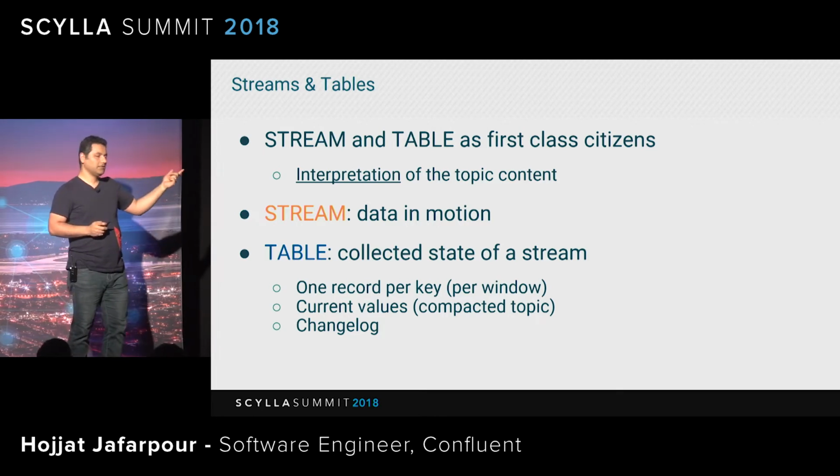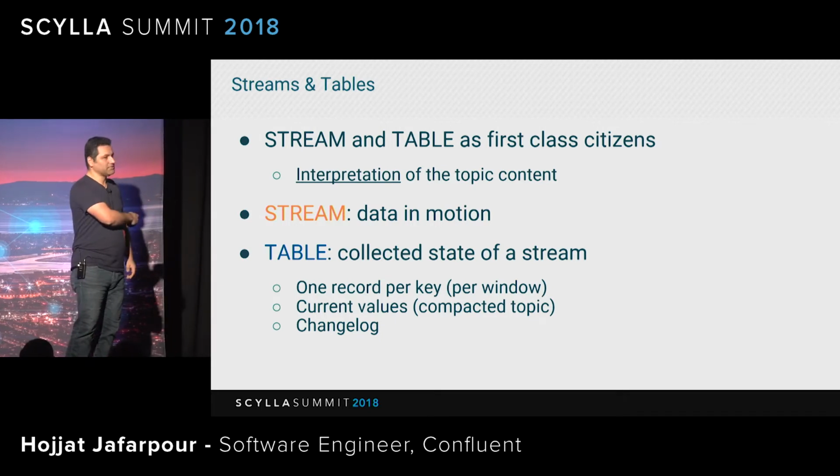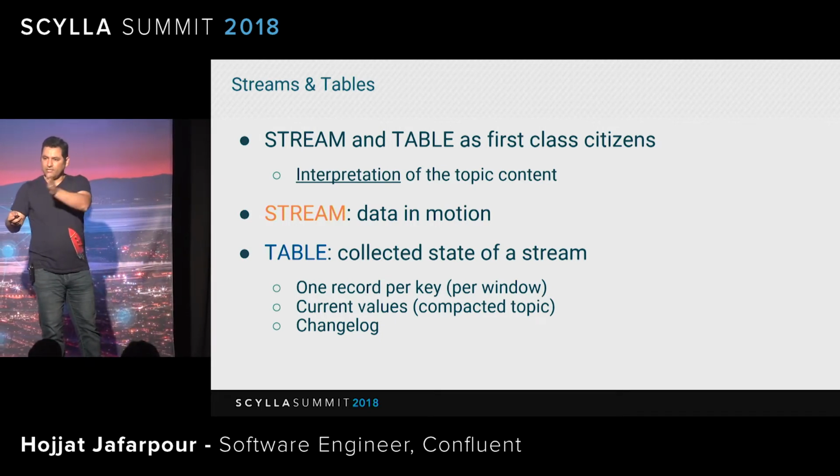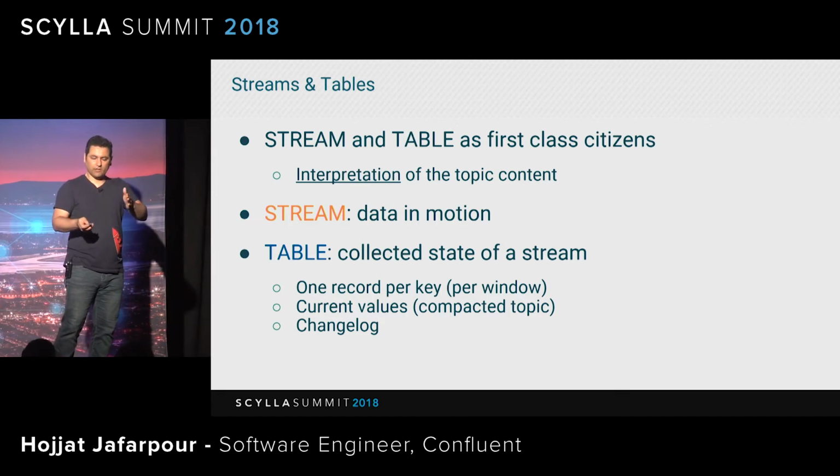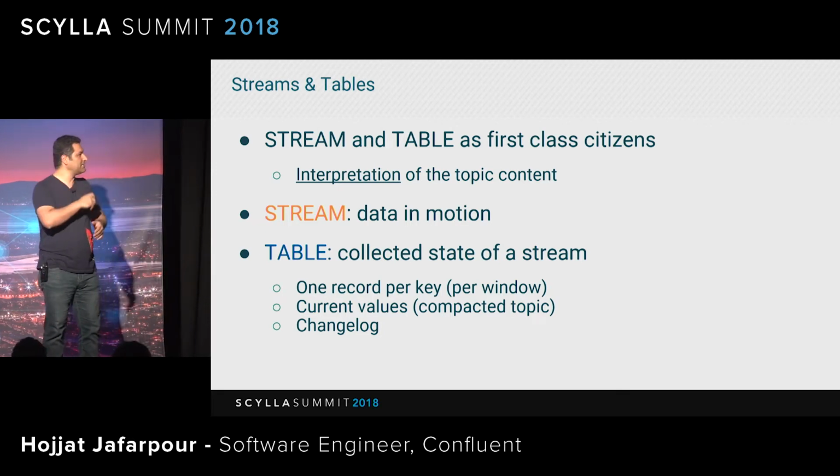So there is a difference between the way that we interpret a topic as a table compared to a stream. In the case of a table, we only consider the latest value because the previous values are being updated by the next values, and the only thing that we care about is the latest value. Let me give an example for you.